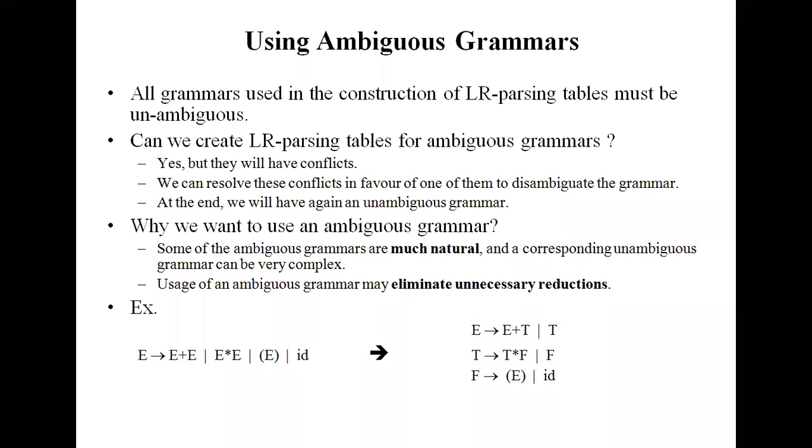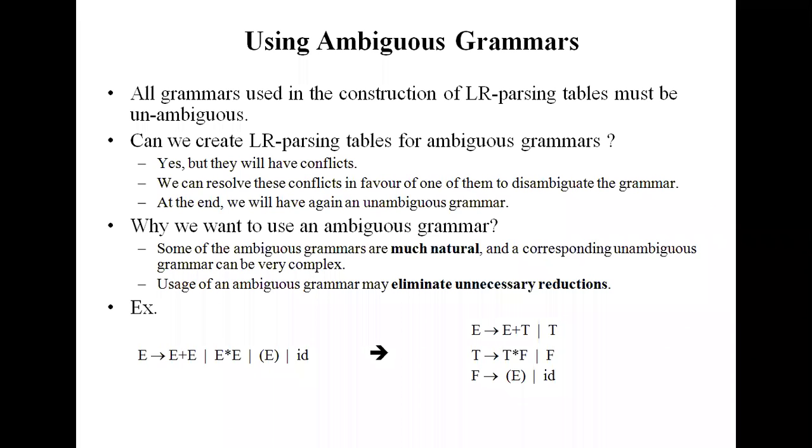But here the question is, the given grammar is ambiguous, but can we create an LR parsing table for it? Yes, we can create it, but the table consists of conflicts. How do we resolve those conflicts, how do we make that ambiguous grammar a disambiguated grammar, and finally how do we end up with the unambiguous grammar? That means initially I take the grammar as ambiguous, and by resolving the conflicts, finally I conclude that it is an unambiguous grammar, right?